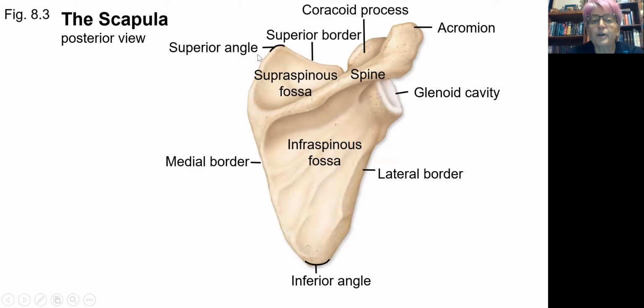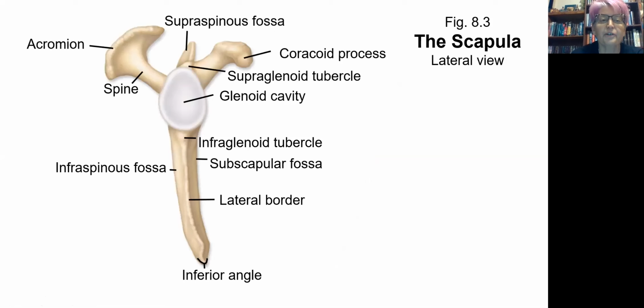And then here's that superior angle, superior border. There's that little scapular notch right there. And then you can see the coracoid process is going to the front. So we can't really see it as well from the posterior side of the scapula. And from the lateral view, now we can see this orientation between the coracoid process here, the spine, and the acromion here. And then the other thing we can see here is the tubercles above and below the glenoid cavity, named the supraglenoid and infraglenoid tubercles, because above and below the glenoid cavity, right? So that's that.